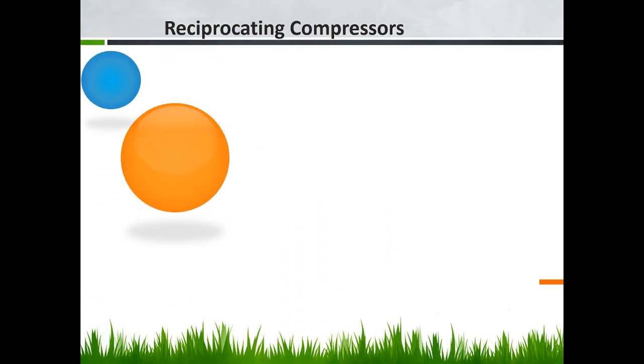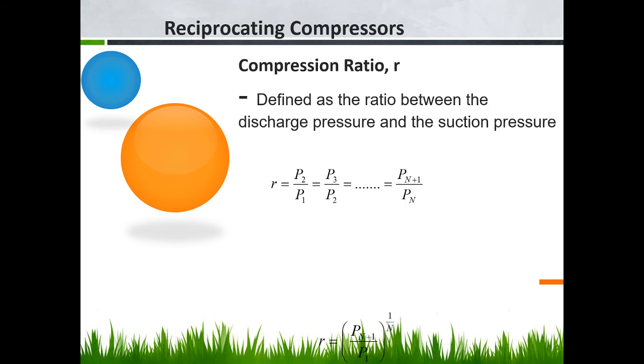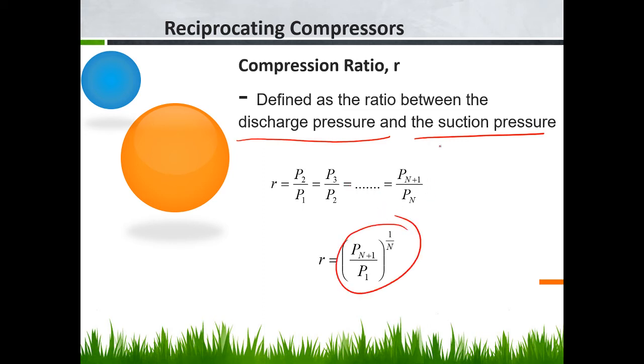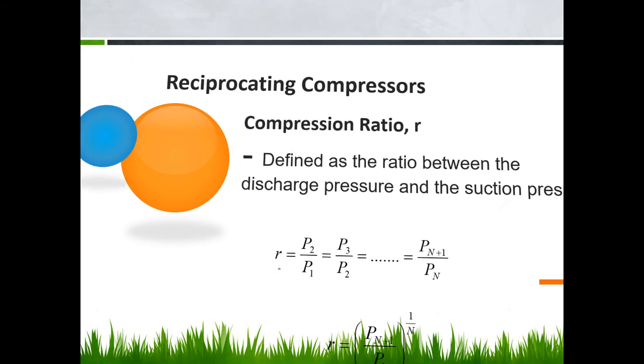So, depende sa number of stages, we define the compression ratio. It's the ratio between the discharge pressure and the suction pressure. And it's solved by, yan. So, ito yung discharge pressure, ito yung suction pressure, raised to 1 over n.